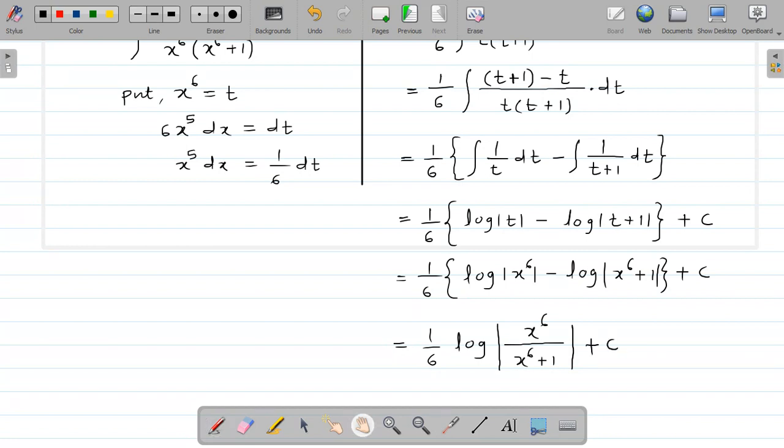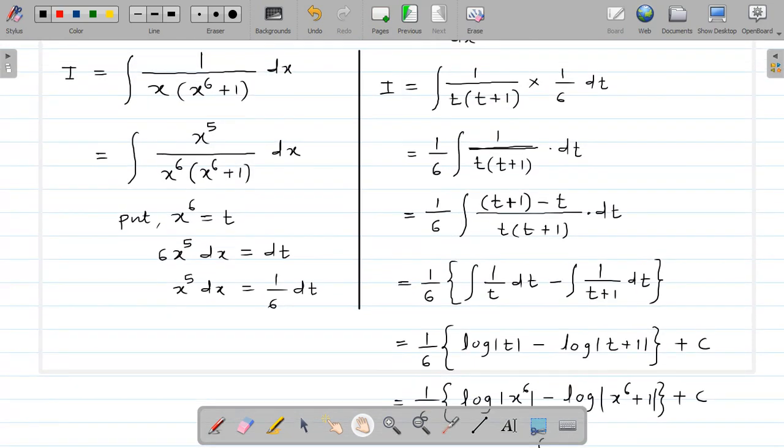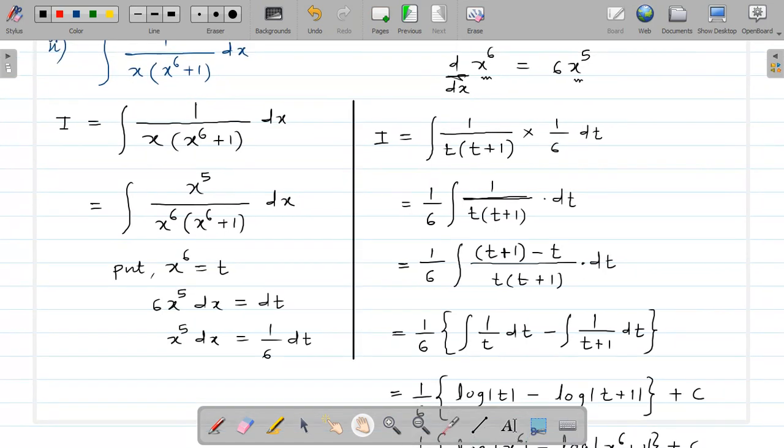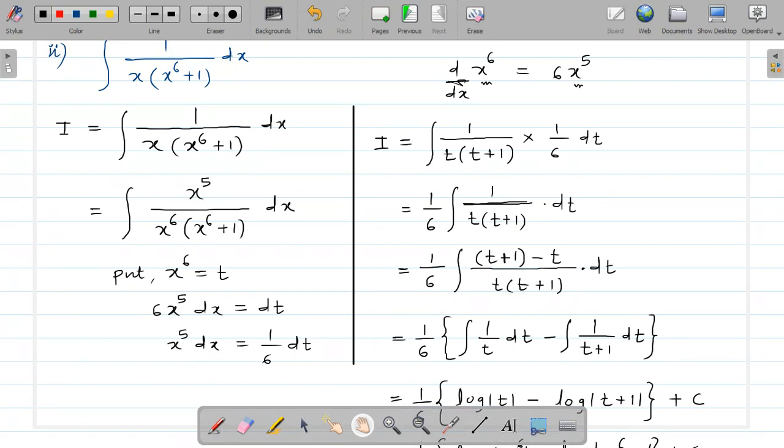So see the answer of the integration. First of all, in this example, we express this 1 upon x as x raised to 5 upon x raised to 6, because if you put x raised to 6 is equal to t, then we need x raised to 5 also. Okay, because the derivative of x raised to 6 is 6 into x raised to 5. So if there is x raised to 6, then we require x raised to 5 also. So if you observe that carefully, then we adjust 1 upon x as x raised to 5 upon x raised to 6, and then we evaluate the integration, that is 1 upon t into t plus 1.